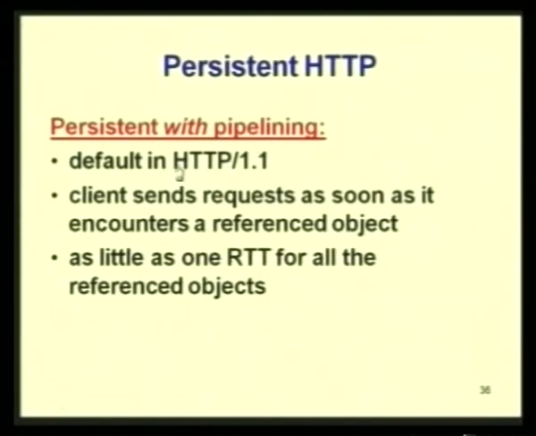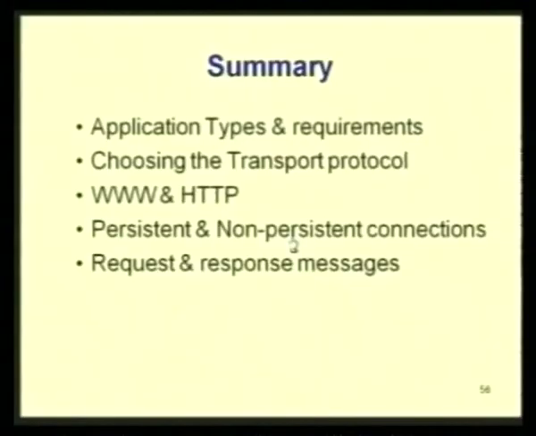With pipelining, the client sends requests as soon as it encounters a referenced object, and as little as just one RTT will be required for all the referenced objects. That is, back to back it keeps sending out the requests and gets the responses. So this is the mode that we have. Typically the default mode used these days is persistent HTTP with pipelining, and with that we are able to get good response time as we see in most of our requests.